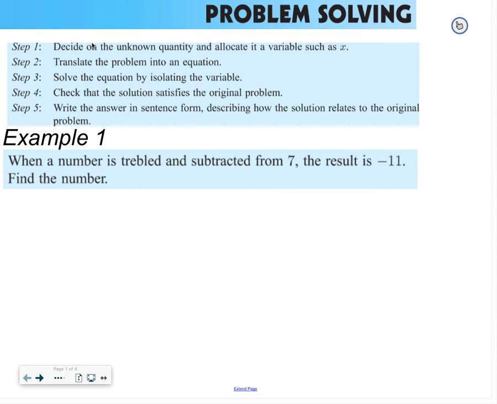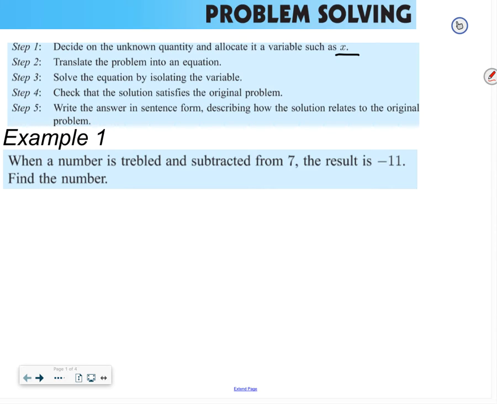All right, mathletes, here's our lesson on problem solving. As we're problem solving here, this is typically dealing with word problems. We're going to want to try and follow these 5 steps. First step, decide on your unknown quantity and allocate a variable such as x. Use whatever you want. Typically in math, we do choose x.